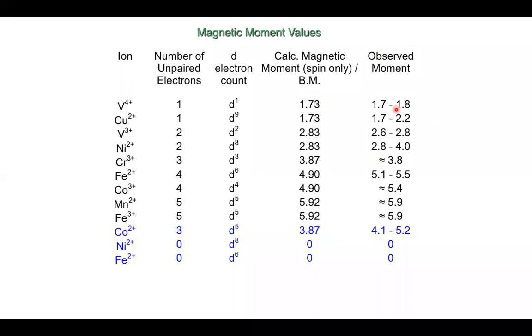And then we find out that the observed moment is somewhere between 1.7 and 1.8. So very, very close. Generally, they are quite accurate. Usually, the values of the observed moment might be a little bit higher. Sometimes, like for example, the cobalt 3+ here, it's significantly higher. But there are some instances where, for example, down here, I want to draw your attention to the idea that if we have 0 unpaired electrons, then we're not going to have any calculated magnetic moment, since we're only going to have diamagnetism. And so we also see that it is capable of calculating accurately the observed moment.